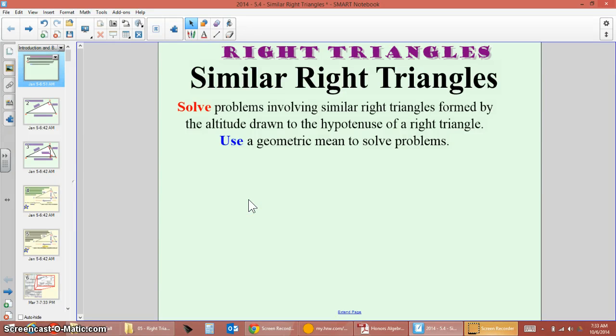All right, so now we're looking at similar right triangles. We've talked about similar triangles. We've talked about different proportions and different ratios. We've talked about special right triangles, and now we're talking about special conditions about right triangles that make them similar.